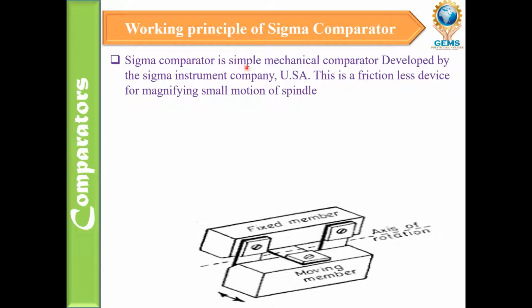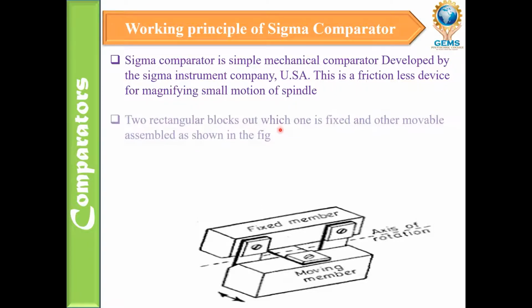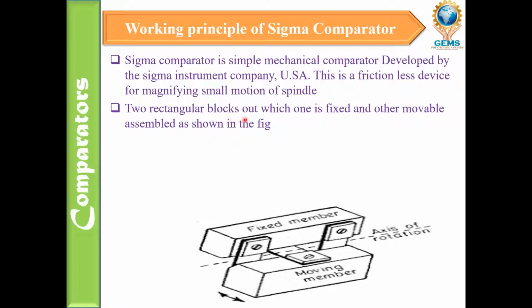Sigma comparator is a simple mechanical comparator developed by the Sigma Instrument Company, USA. This is a frictionless device for magnifying small motion of a spindle. Two rectangular blocks, of which one is fixed and the other movable, are assembled as shown in the figure.